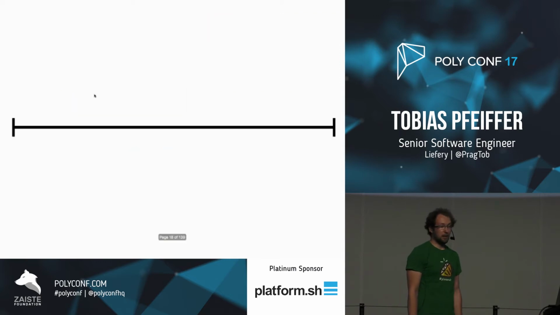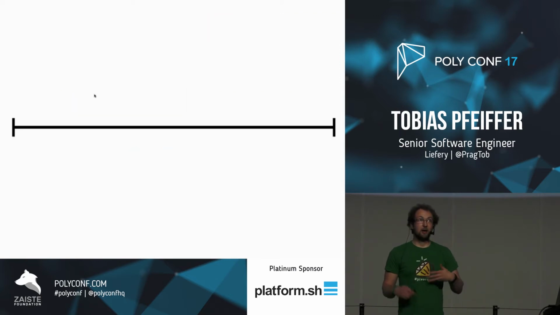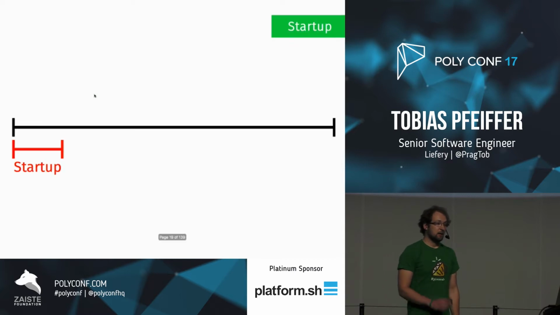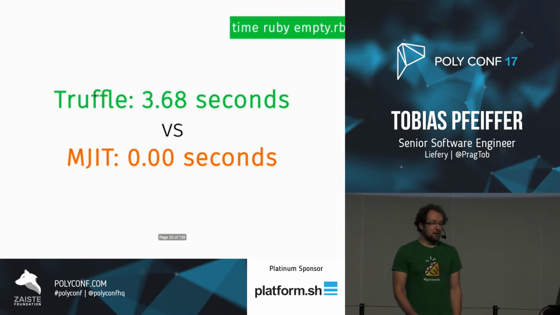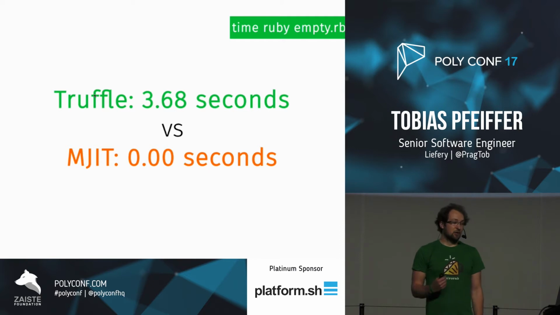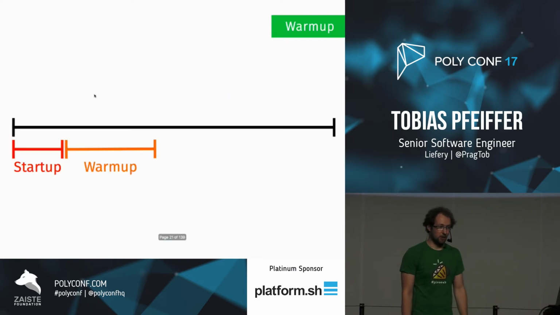Well, now, wait a second. Let's look again at what time we are actually measuring. First, startup time. Startup time to call an empty script in MJIT is 0 seconds. Truffle takes almost 4 seconds on my machine. That's time that we pay once when we run the server, so we don't really care about it.